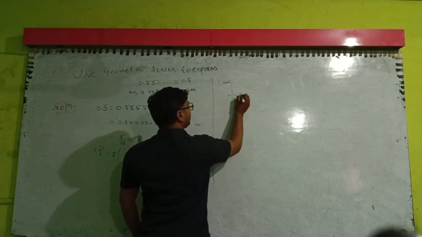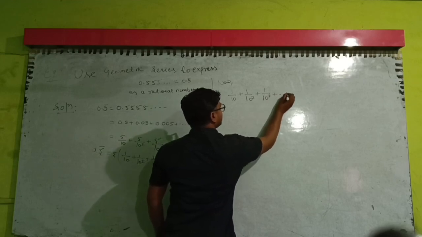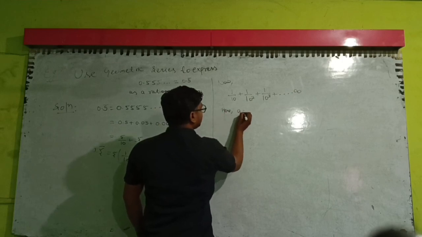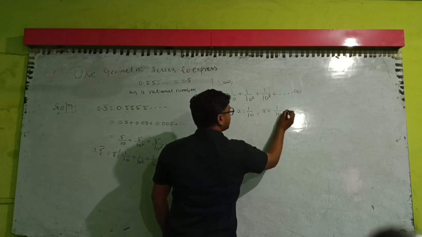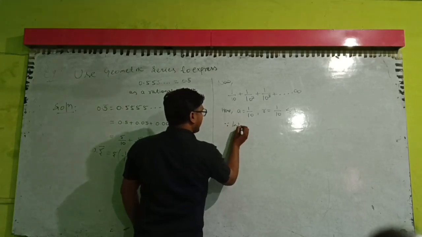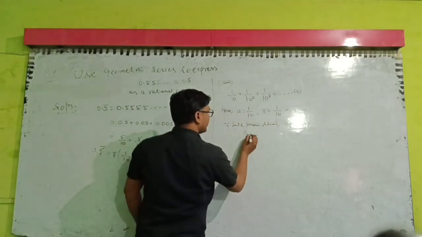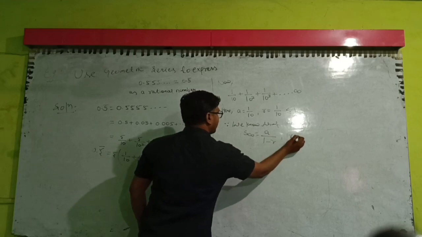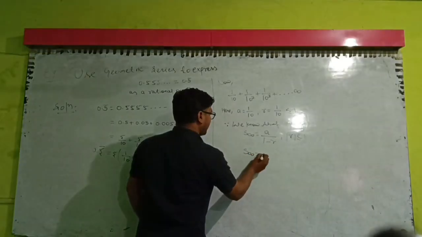1 by 10 plus 1 by 10 square plus 1 by 10 cube plus dot dot dot up to infinite. Here a equals 1 by 10 and r equals 1 by 10, which is obviously less than 1. Since we know that S infinity equals a upon 1 minus r, where mod of r is less than 1. So here we use S infinity equals a.